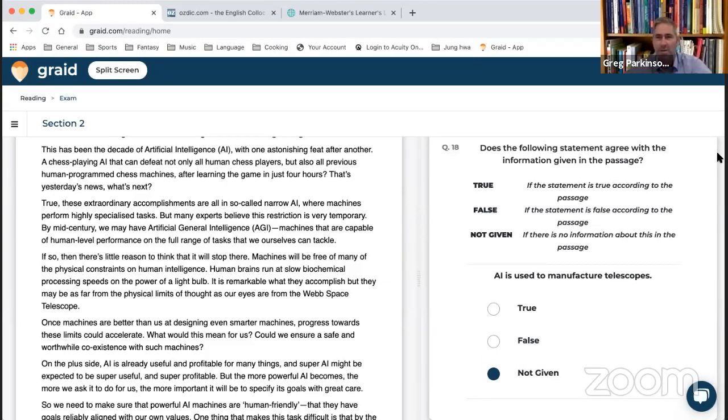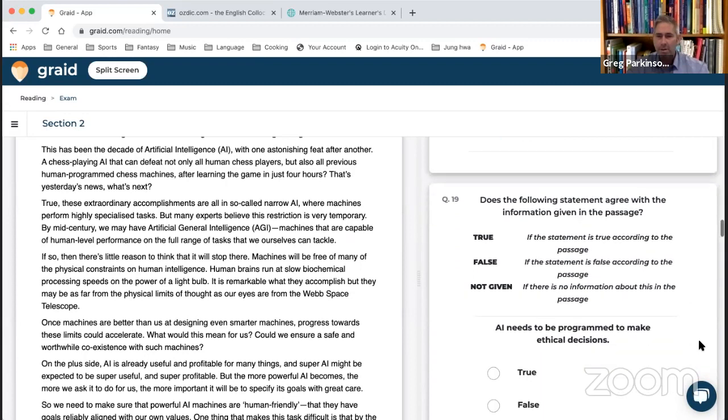Not given are the trickiest ones for many students. Another way of thinking about this is ask yourself the question, is AI used to manufacture telescopes? Right, so change it into a question. Is AI used to manufacture telescopes? And then if you were asked this question, your answer would be, I don't know, right? Because we don't know from reading. I do some reading here. I don't know. If your answer is I don't know, then it's not given. Hopefully that's another tactic that you can use.